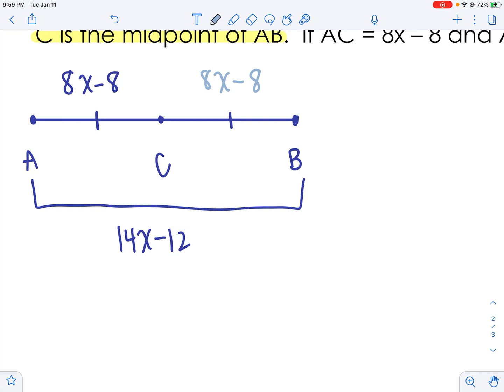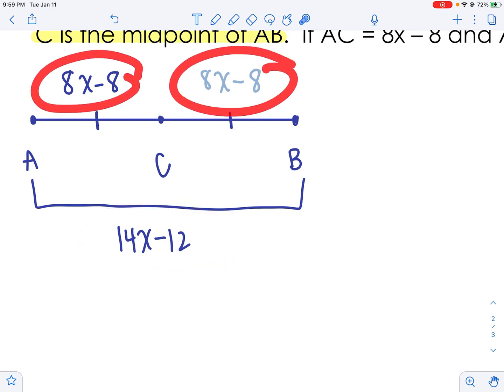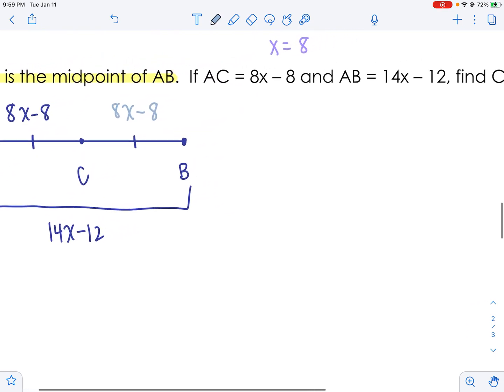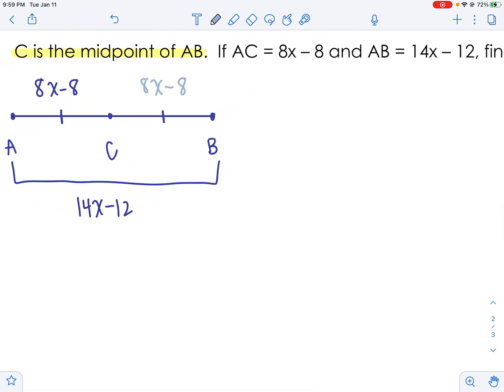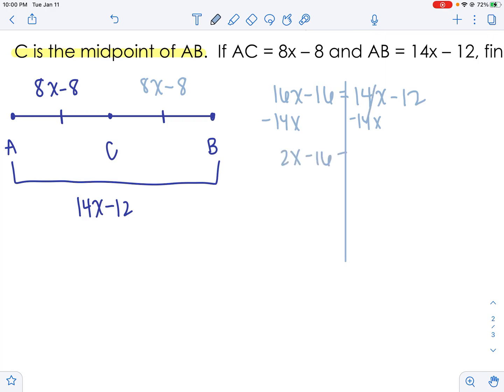And now I'm going to use that to do part plus part equals whole. So I had two 8x minus 8s. And when I combine like terms, or if you multiply by 2, either way, we're going to get 16x minus 16 equals our whole, which was 14x minus 12. From here, we're going to LOL, put that letter on the left by starting on the right, subtract 14x. 16x minus 14x would make that 2x minus 16 equals negative 12. Add 16 to both sides. So 2x would equal 4. Divide by 2, x would equal 2.